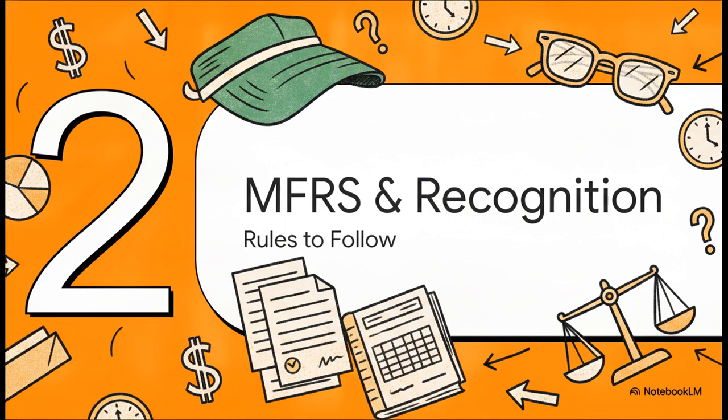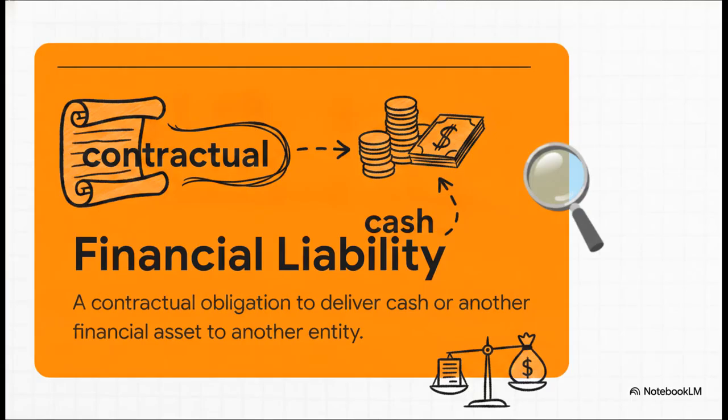Moving on to Section 2, MFRS rules and recognition. Under MFRS 132, a financial liability is strictly defined as a contractual obligation to deliver cash or another financial asset to another entity. Now, I want you to literally highlight 2 words in your notes right now: contractual and cash. There absolutely has to be a contract, and the ultimate settlement has to be cold, hard cash, or at least an equivalent financial asset. Listen, if it doesn't meet this precise definition, it is not a financial liability.